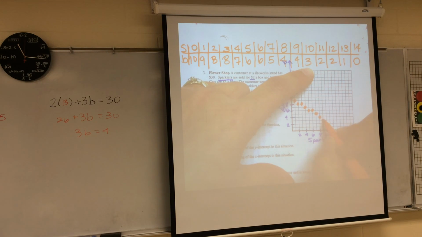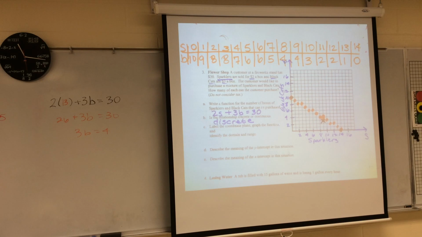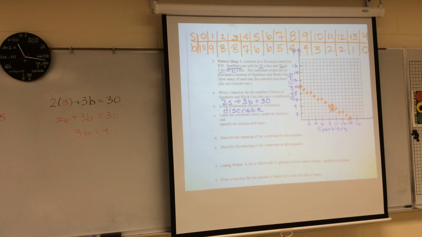Oh, I made a mistake. It's not this one, it's this one. I want to mark it out in blue. Not this one. Alright, so then 10 is 3, 11 is 2, 12 is 2, 13 is 1, 14 is 0. Question? I'll check the answer. Oh, okay.